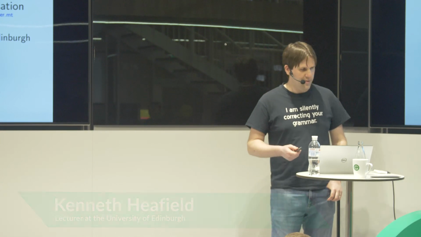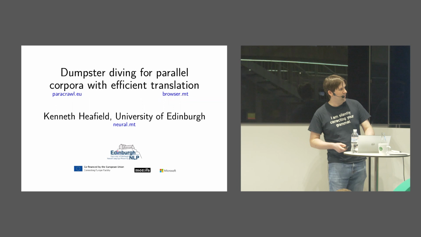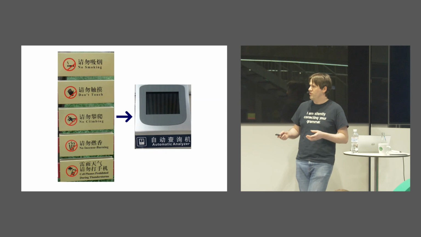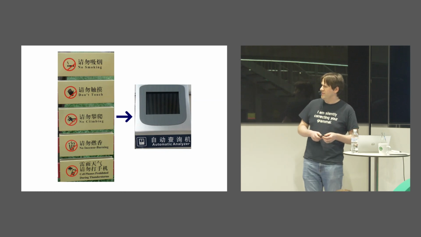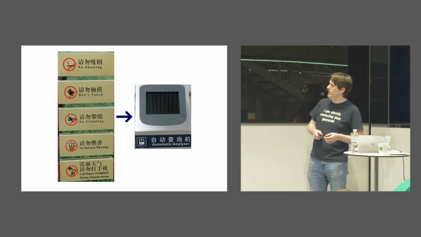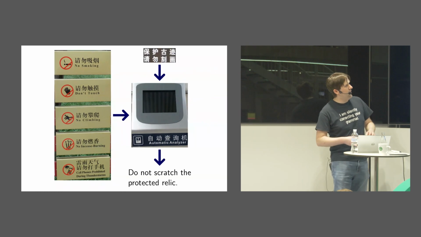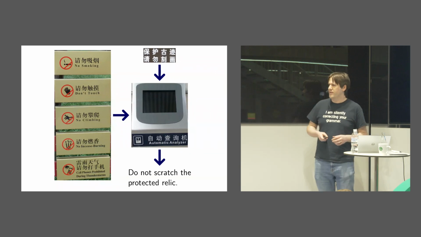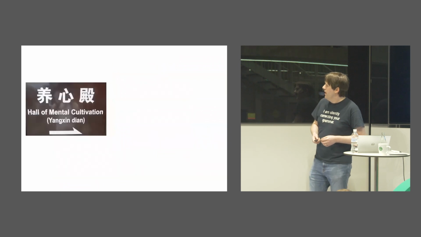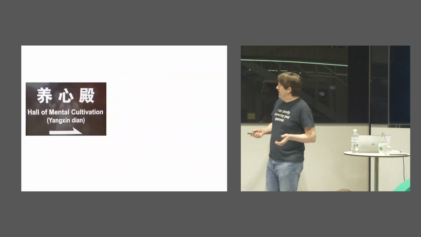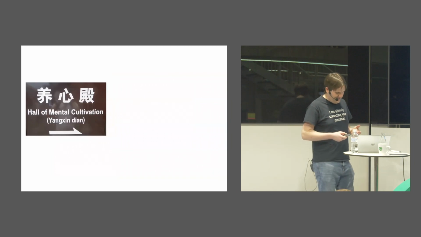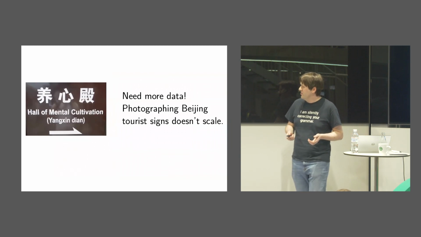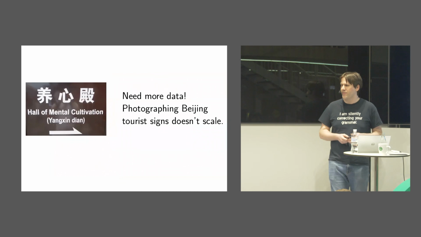Thanks for the introduction. I work on machine translation, so you might take some parallel corpus of Chinese and English and pass it through this curious automatic analyzer machine I found in Beijing. And maybe it will translate some Chinese into other prohibitions about parks in Beijing. Now, in the Hall of Mental Cultivation, that process becomes not really scalable. We need more data, and just photographing Beijing tourist signs isn't enough to actually train a reasonable system.